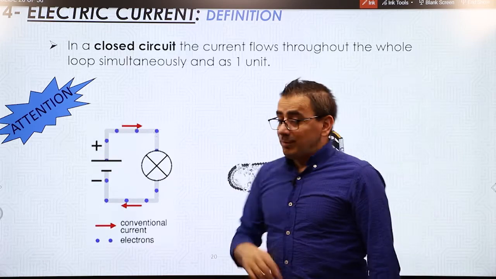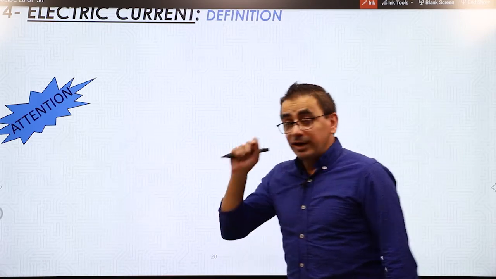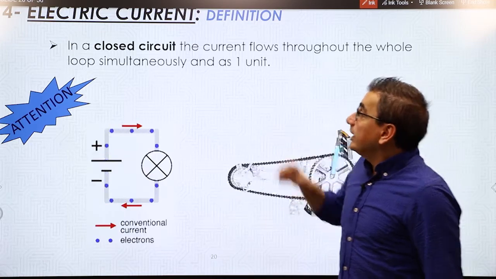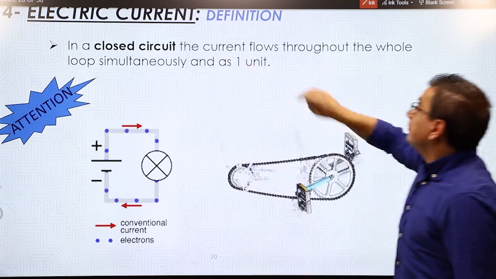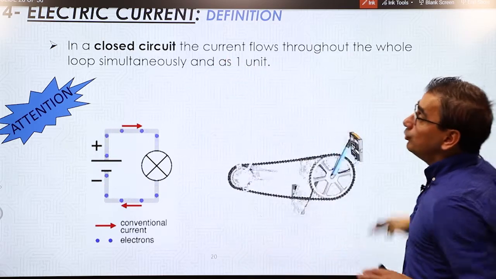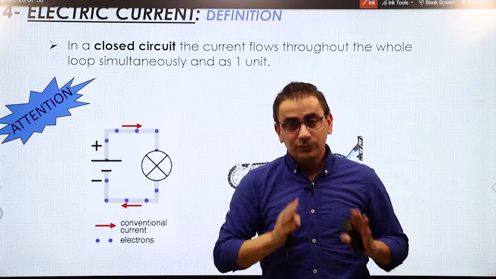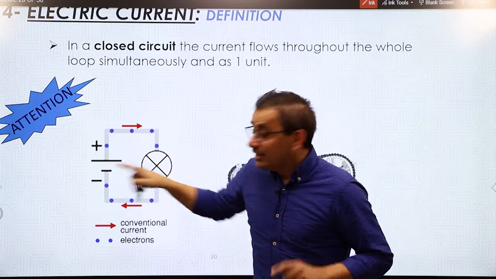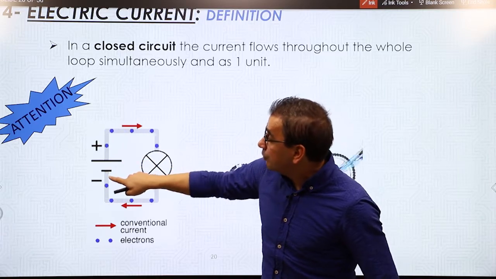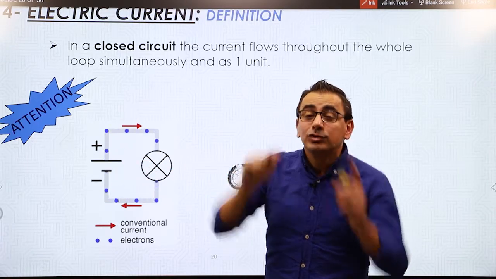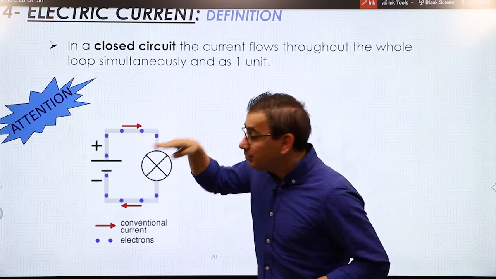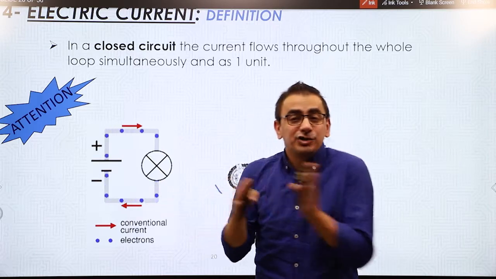Keep in mind a very important thing concerning electric current. In a closed circuit, the current flows throughout the whole loop simultaneously and as one unit. So in an electric circuit, electric current always flows in the same direction and all together. We do not have partially flowing and partially stopping.